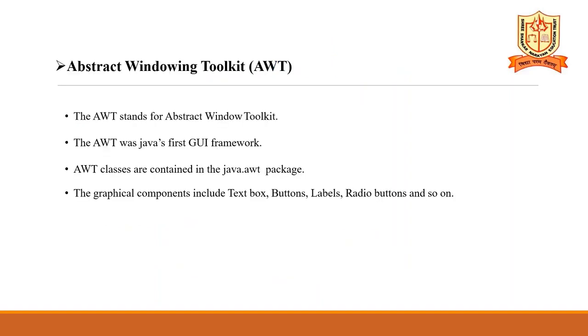Next we will see what is Abstract Window Toolkit. AWT stands for Abstract Window Toolkit. The AWT was Java's first GUI framework and AWT classes are contained in the java.awt package. The graphical components include text box, buttons, labels, radio buttons and so on.